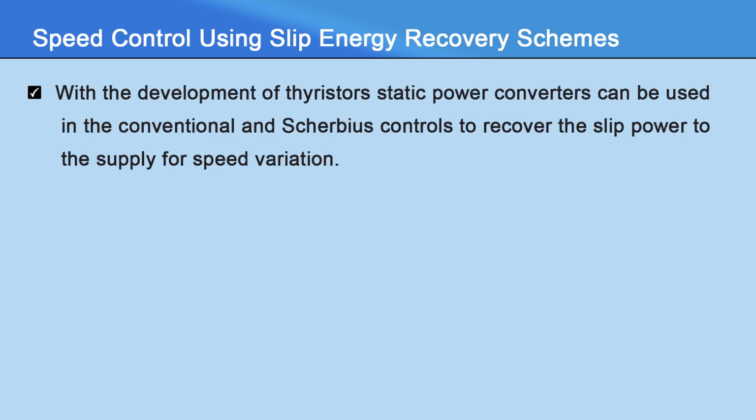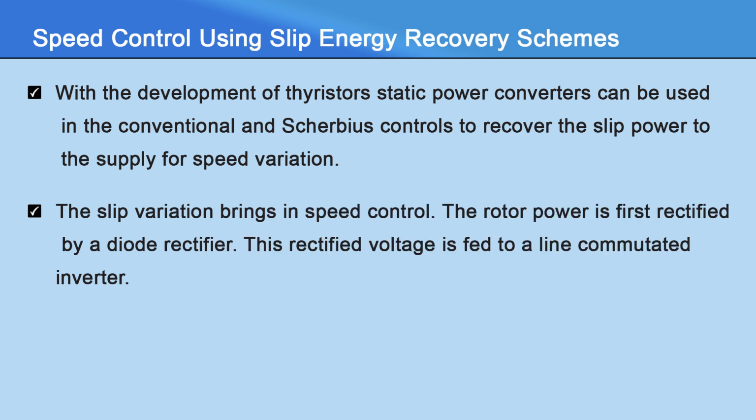With the development of the thyristor, a static power converter can be used in the conventional Kramer and Scherbius control to recover the slip power to the supply for speed variation. The speed variation brings in the speed control.